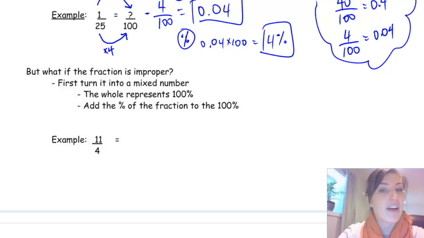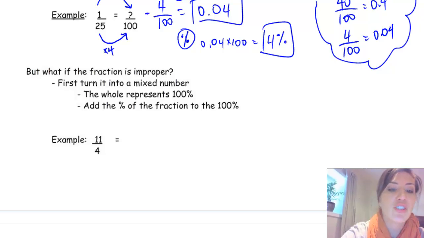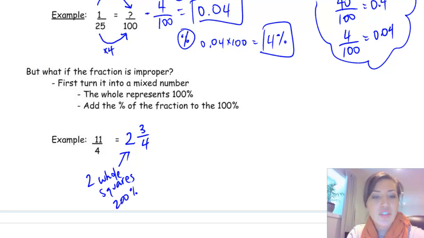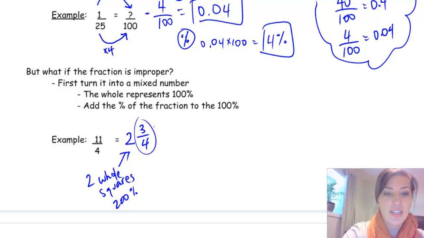In this case, we have an improper fraction, so let's change it to a mixed number. 4 goes into 11 2 whole times with 3 left over, keep the same denominator. This just tells us this whole number is 2 whole squares. So this is then 200%, we could say. So if we have 2 wholes plus 3/4, we can turn this into a decimal.